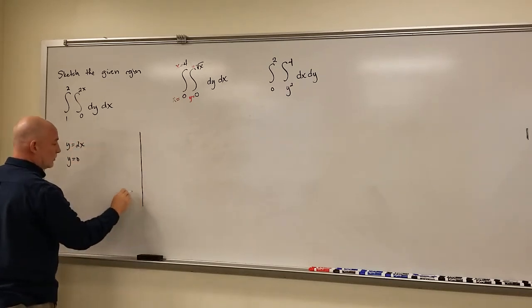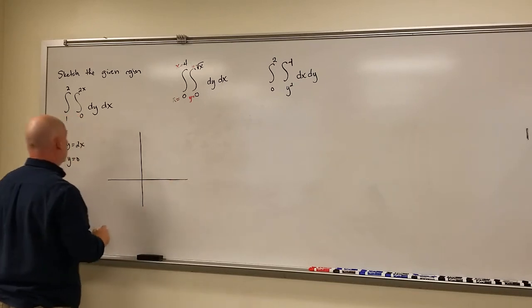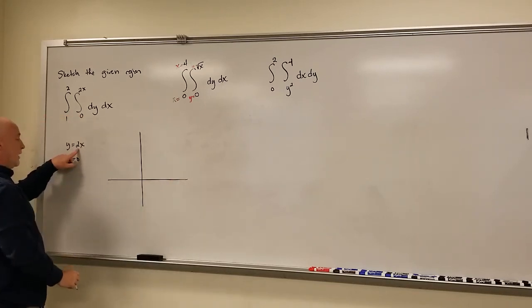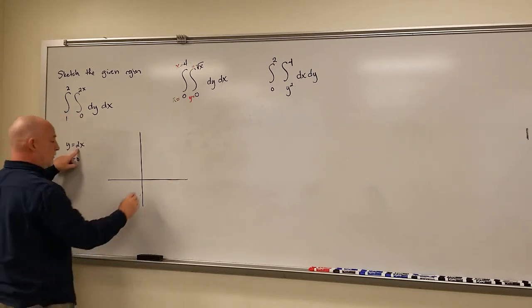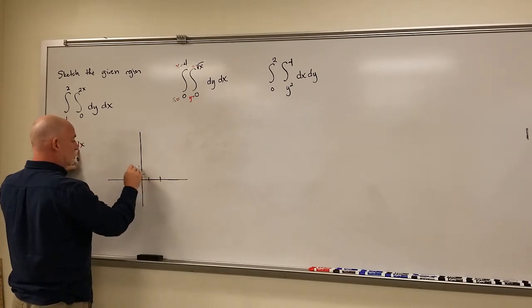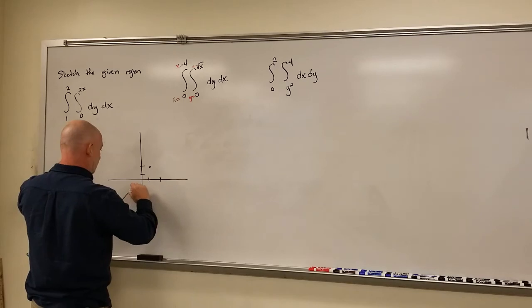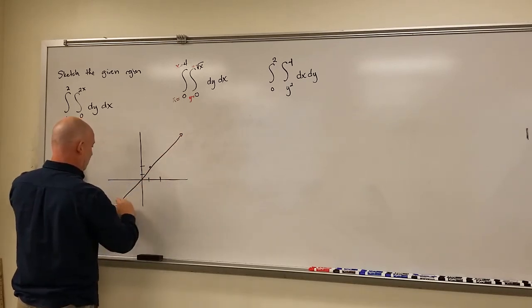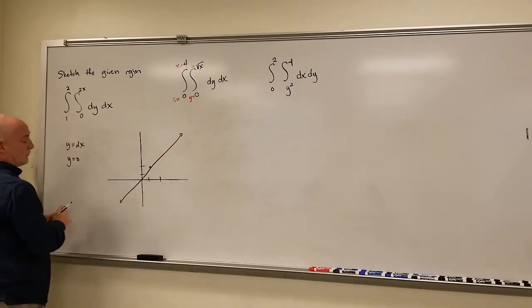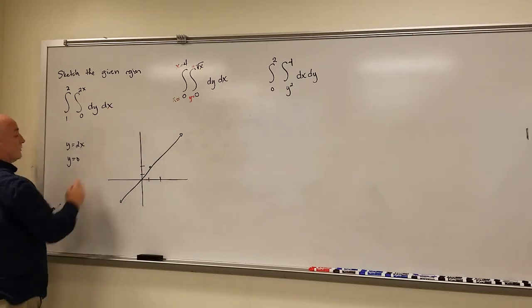So let's do a real quick sketch of that. y equals 2x, well that's just a line with a slope of 2, over 1 up 2, goes through something like that. Like that. And so we're thinking from y equals 0 up to here.